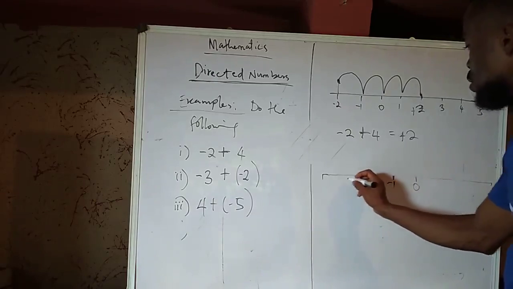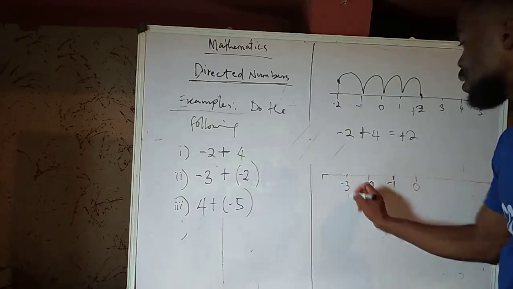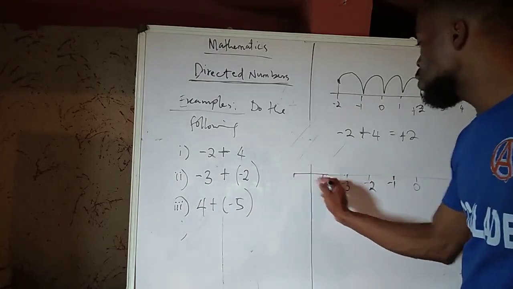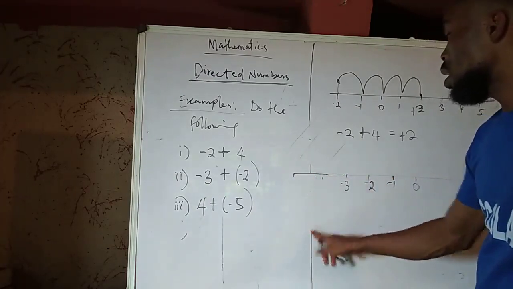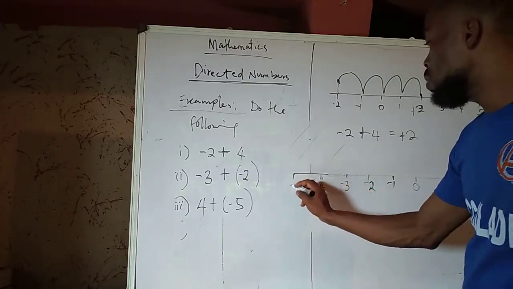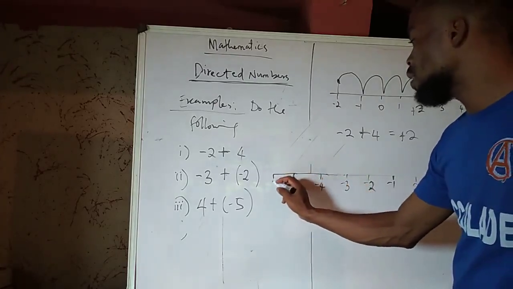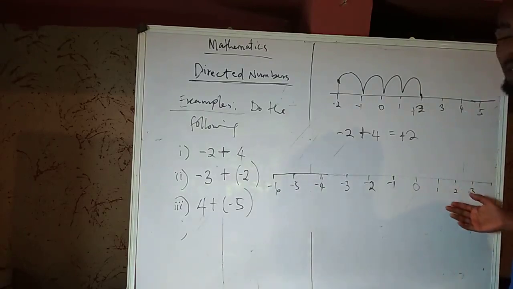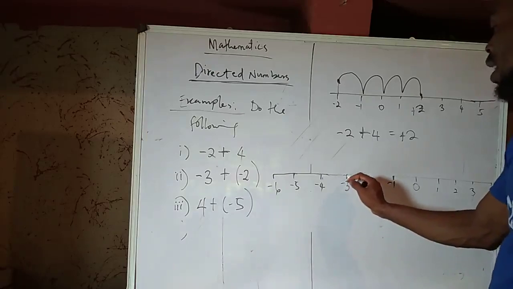Minus 1, minus 2. We have minus 3. Let's keep going because we are going to need something this other way. Minus 4, minus 5, and let's say you have minus 6. Of course, to the right here you have 1, 2, 3, which you might find that it's not necessary for us. Now let's say that you have minus 3.